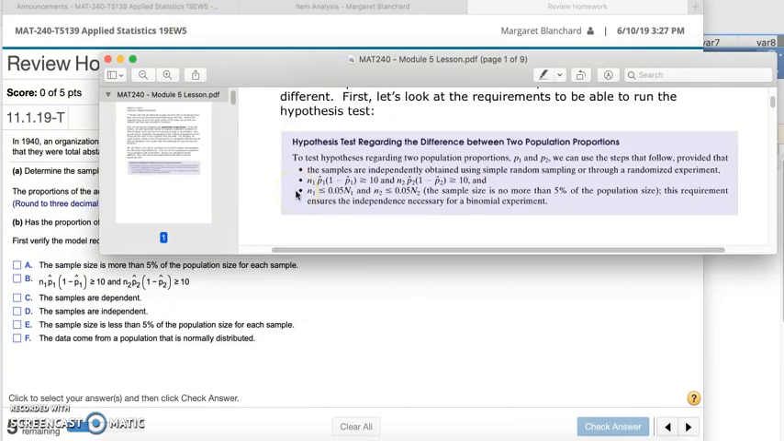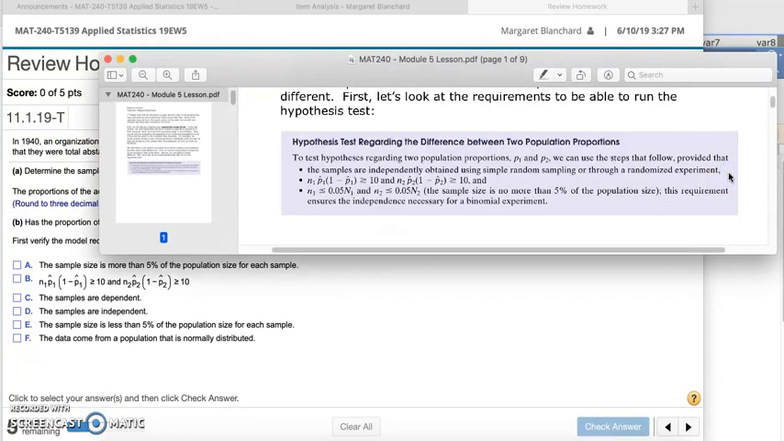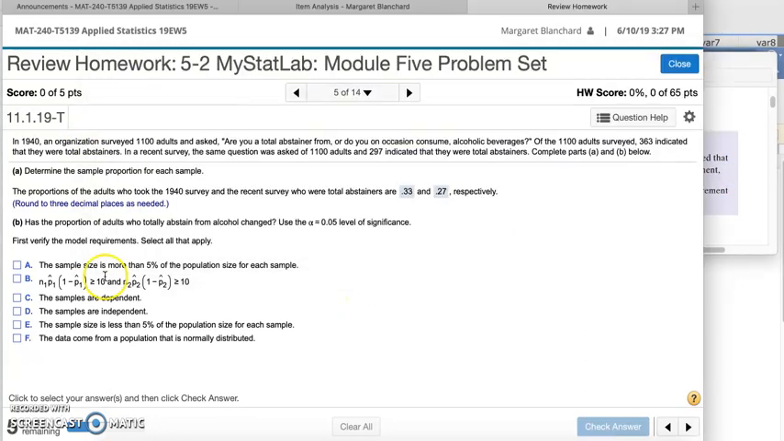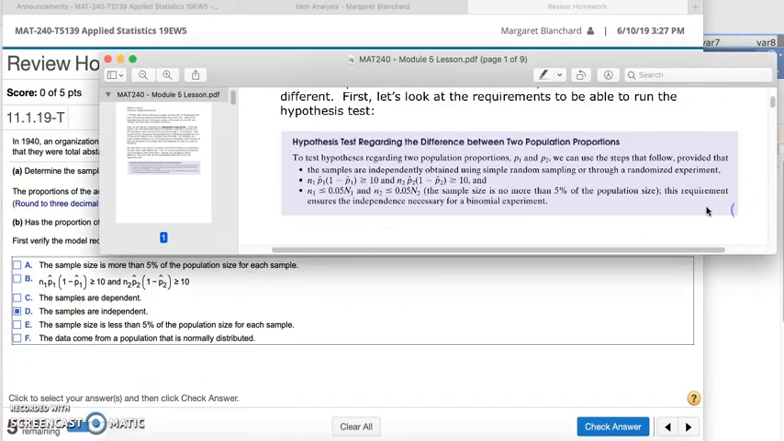The samples are independently obtained using a simple random sampling or through a randomized experiment. Well, it doesn't say that, but the fact that it's done by an organization that surveyed it, you can assume that it's done randomly and that they are independent samples. So let's go to our list of checks here. The samples are independent, so we're good there.